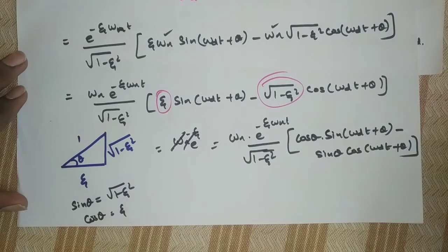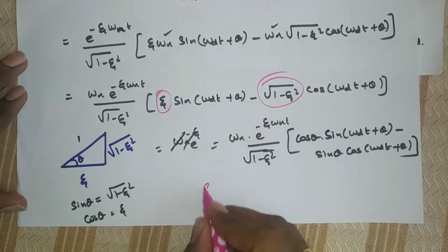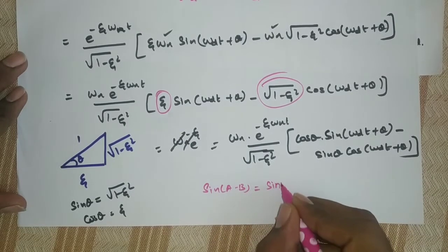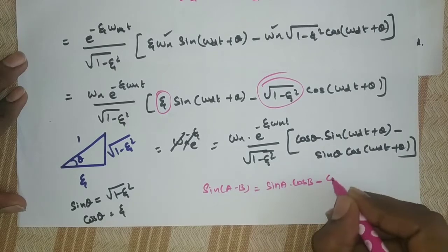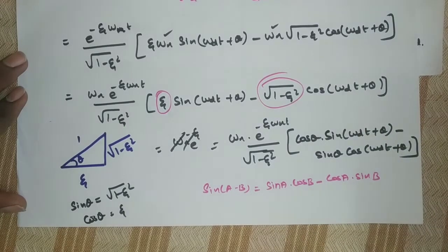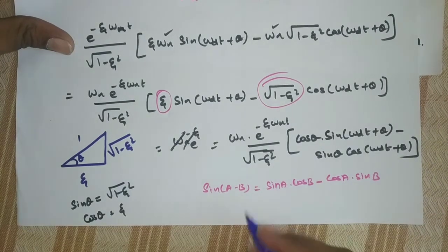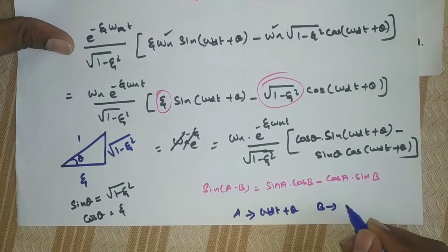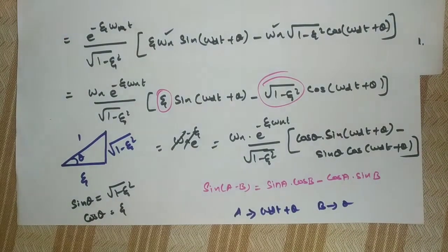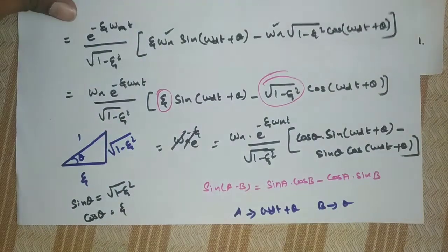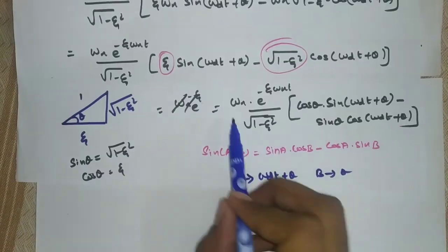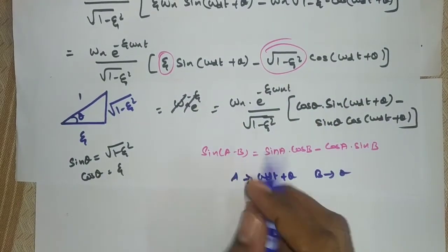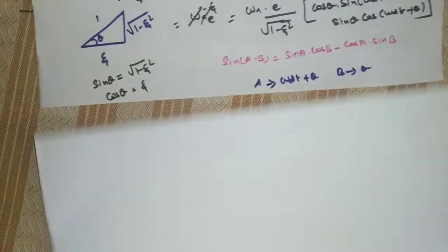So we know the formula for sin a minus b is equal to sin a cos b minus cos a sin b. Okay. So we are going to consider a as omega dt plus theta, b as theta. So I told you, right? In order to compress the whole equation into a single trigonometric term like sin a minus b, we are replacing these terms.